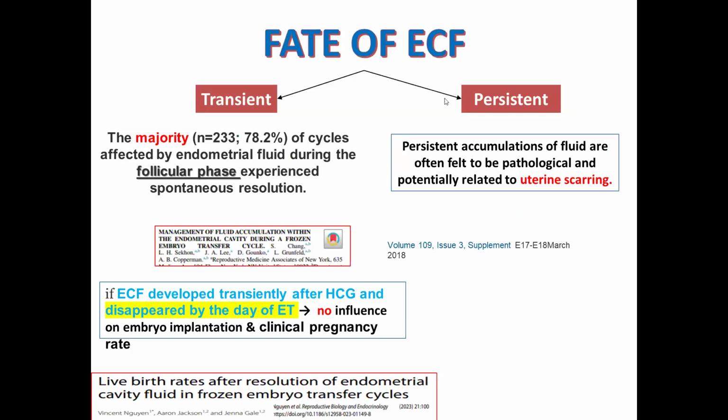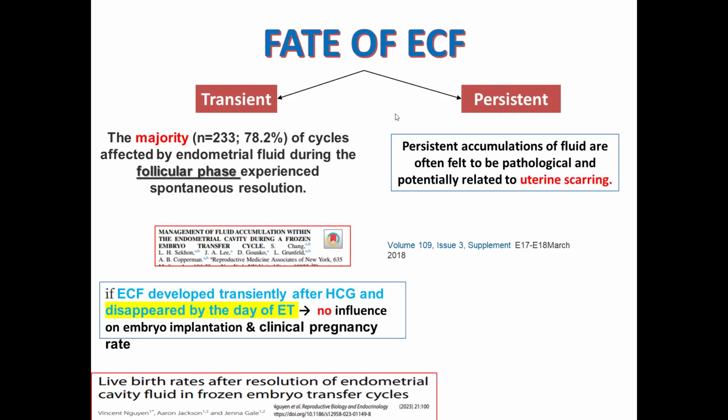Okay, we see some fluid inside the endometrial cavity by frequent transvaginal ultrasound follow-up of our patients. What to do? We have to know the fact that this fluid may disappear and may persist. If it will disappear, this is called transient endometrial cavity fluid, and this occurs in the majority of cases. In one study, more than 78% of cases, particularly if you see the patient, timing is important. If you see the patient in the early follicular phase, it may disappear at the time of ovum pickup.